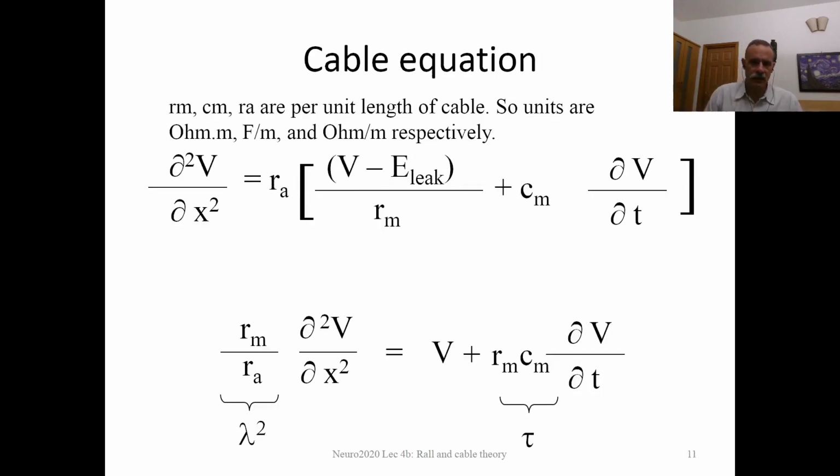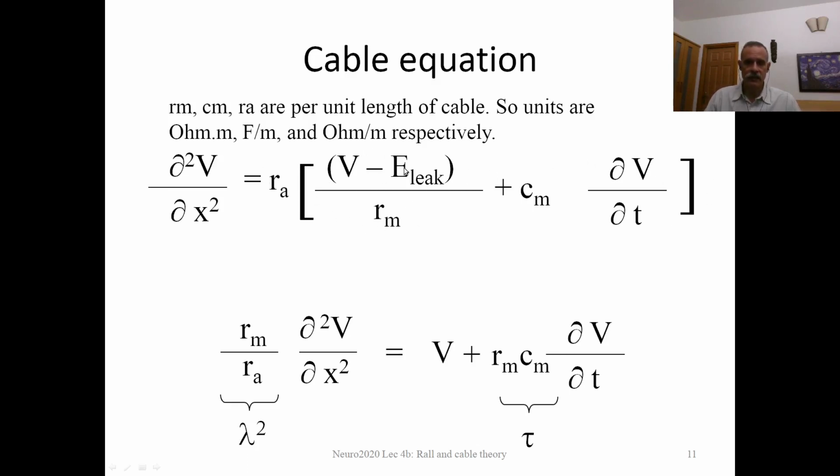And once you've gone through it, turned the handle, done a little bit of calculus, you end up with this equation. Yeah, these are actually the same equation, it's just rearranged a little bit. And what it tells you is that the second partial derivative of the membrane potential V as a function of distance along the length of cable, ∂²V/∂x², is equal to the unit length axial resistance, small r_a, times the stuff in this bracket.